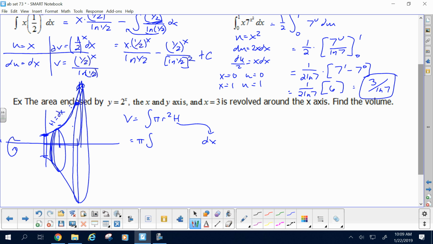Now, if it's dx, then the equation needs to be in x terms. The radius is constantly changing. Here's the radius, and here's the radius, and here's the radius. But the radius is how high you go to get to the curve. So the radius is the curve, right? R is the curve. So 2 to the x, all squared.